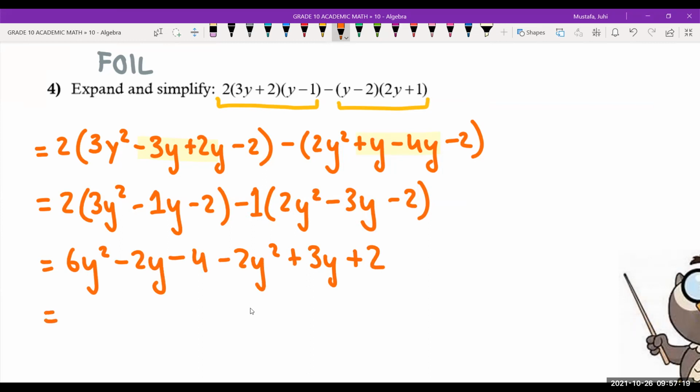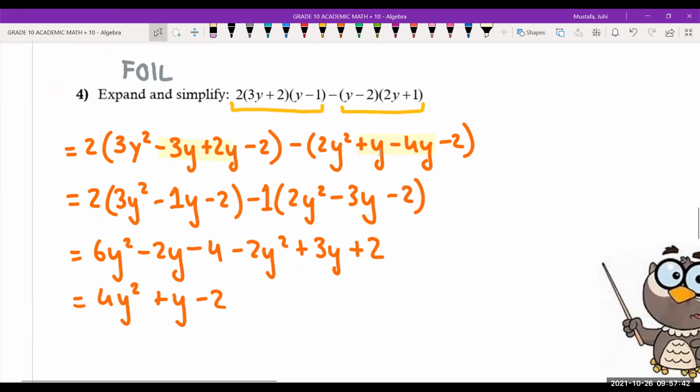Anyone want to tell me their final answer when they collected like terms? Safir? Plus y minus 2 is our final answer. Good job. So in terms of level of difficulty for foiling, this is probably something you'll see. I could add fractions, of course, and make it a little bit more difficult.